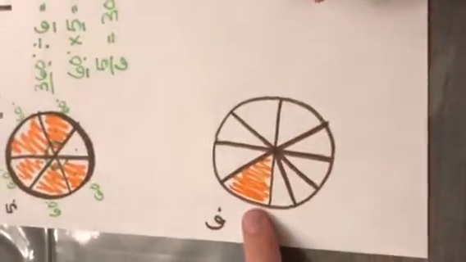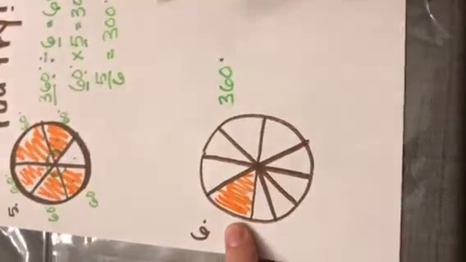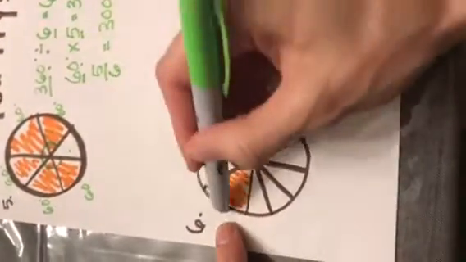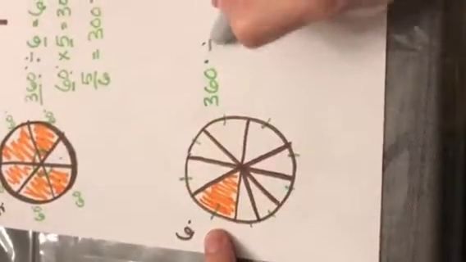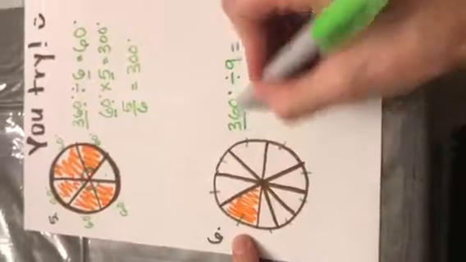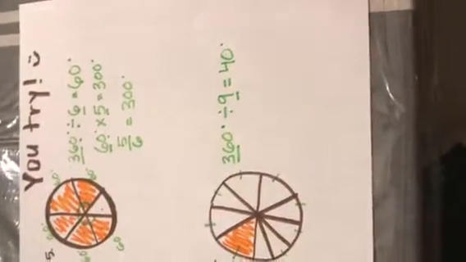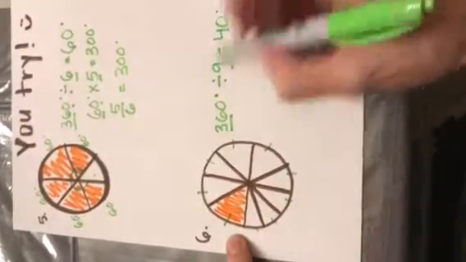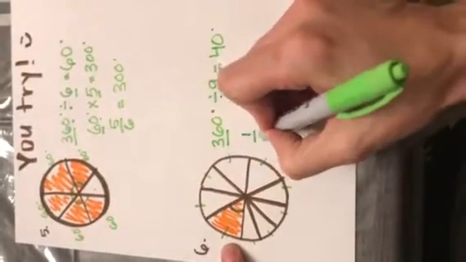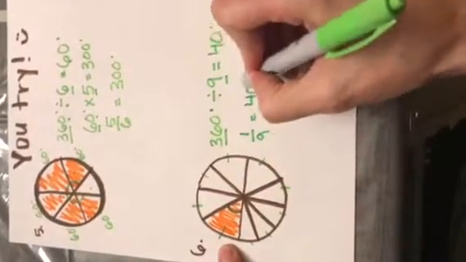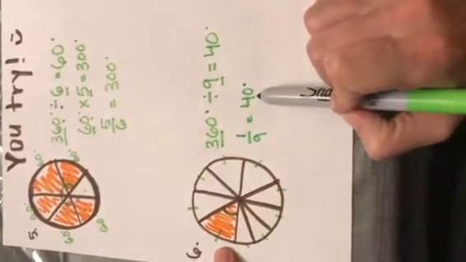All right, and the last one that you tried, you had a 360 degree circle divided into 1, 2, 3, 4, 5, 6, 7, 8, 9 parts. 36 divided by 9 is 4. Add your 0, you get 40. So you have solved to find out one part is 40 degrees, and now you know that 1/9 of your circle equals 40 degrees. And you should ask yourself after you solve these, does my answer make sense?